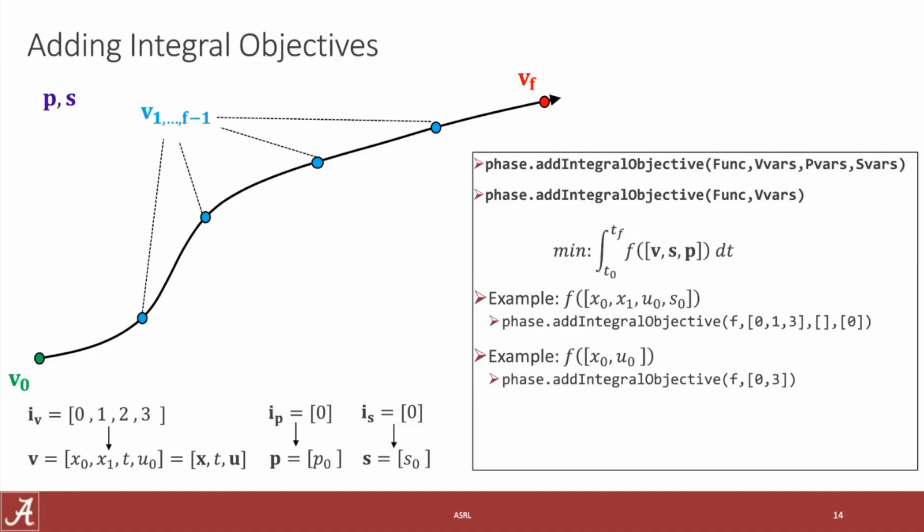So on top of that syntax of phase add equal or add inequalcon, you can add integral objectives, where you're passing in a function that you want to integrate and add to your objective function. You're trying to minimize the total accumulated integration of this function evaluation, and you're passing in parameters. And once again, if you don't have ODE params or static parameters, you can just pass the function and the vvars: your position or states, time, control.